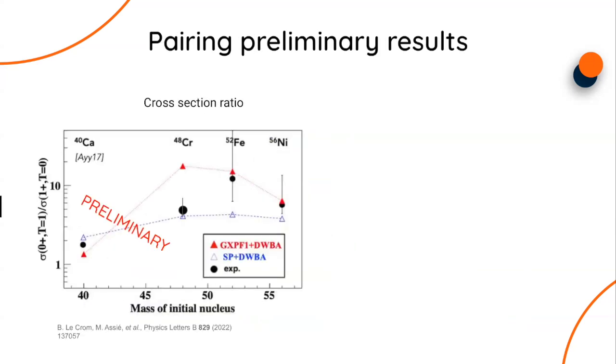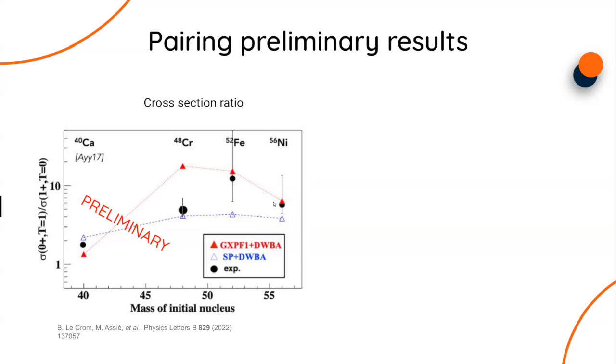And so the preliminary results: this plot was made in the previous paper for 56 nickel and 52 iron. Here I'm again showing the ratio of cross-section between the T=1 channel and T=0, so isovector over isoscalar. What is shown here in red is a DWBA calculation with GXPF1, which is an interaction that should take into account pairing interactions and also a deformation that is not completely realistic, but it takes into account some part of the deformation. And here in blue is shown just a purely single particle configuration plus DWBA.